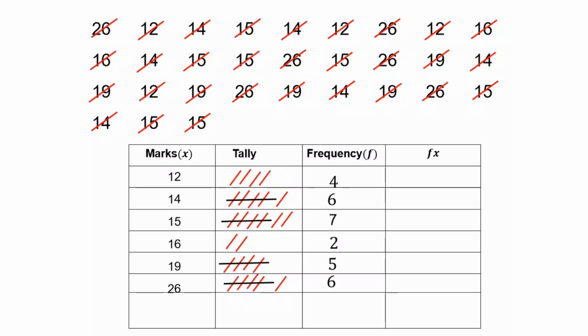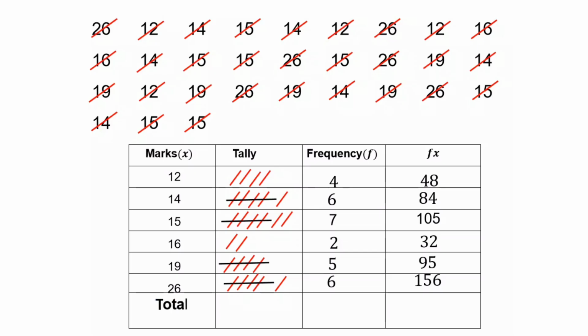Then finding the sigma f and finding the fx, that is just the product. So we multiply 12 by 4 gives us 48, 14 by 6 gives us 84, then we have 15 times 7 gives us 105, we have 16 times 2 gives us 32, and 19 times 5 gives us 95, 26 times 6 gives us 156.